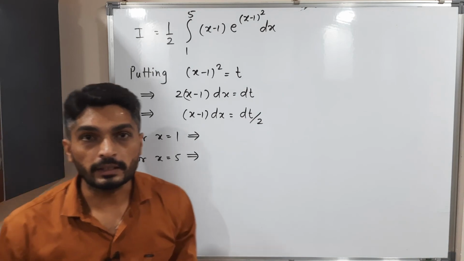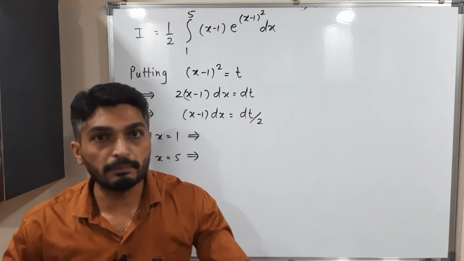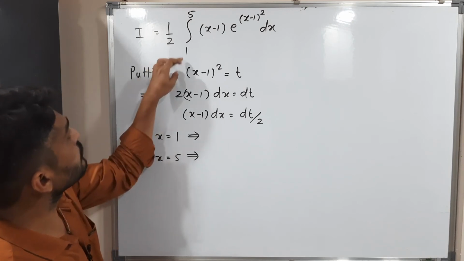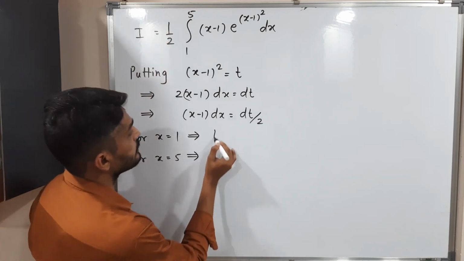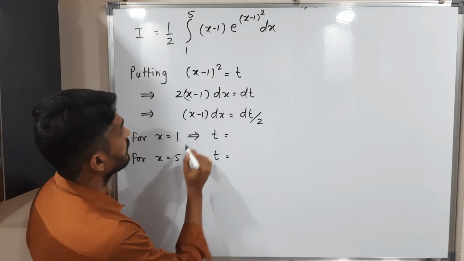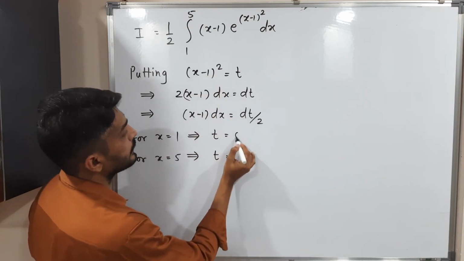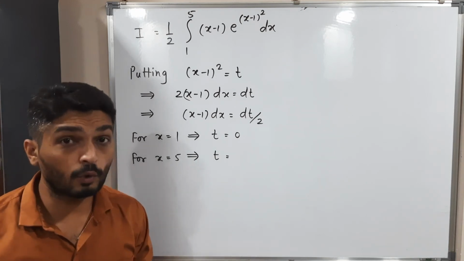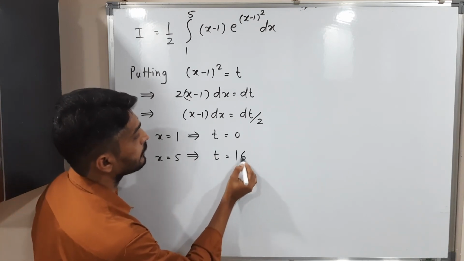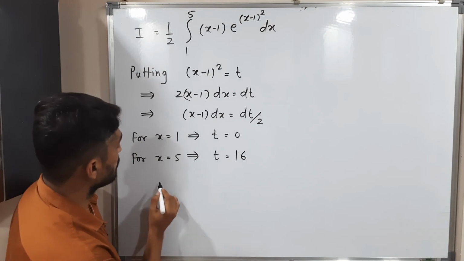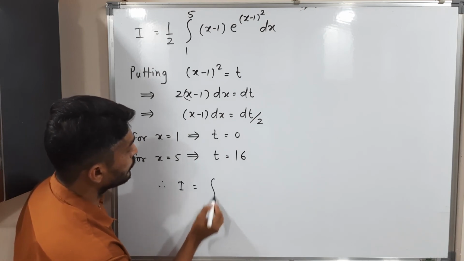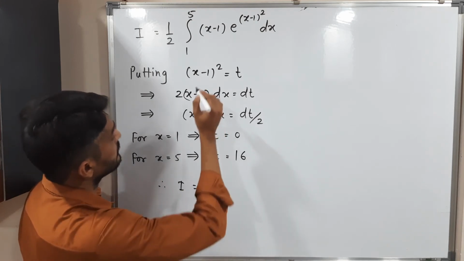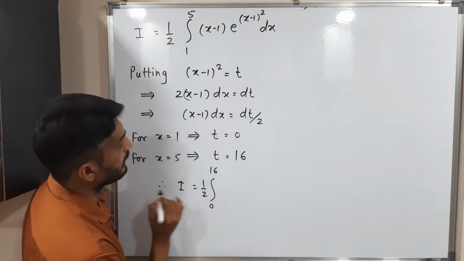When we put anything, we find the derivative and we change the limits also. Let us change the limits now. We have the limits of x, 1 to 5. Let us find the new limits, the limits of t. If I put 1 here, 1 minus 1, 0 we will have. If I put 5 here, 5 minus 1, 4 square, which is 16. So t is equal to 16. Therefore, I is equal to, with new limits 0 to 16, 1 by 2 here.